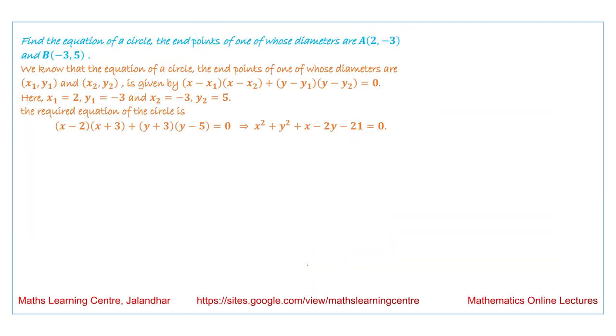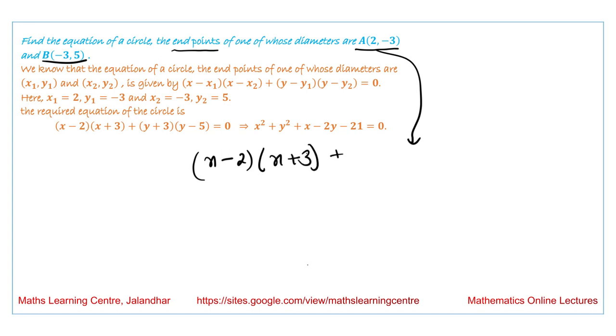Now the next question we have is find the equation of the circle, the endpoints of one of whose diameter are A (2, minus 3) and B (minus 3, 5). So these are the endpoints of the diameter given. So we are using the equation of the form (x minus x1)(x minus x2) plus (y minus y1)(y minus y2) is equal to 0.